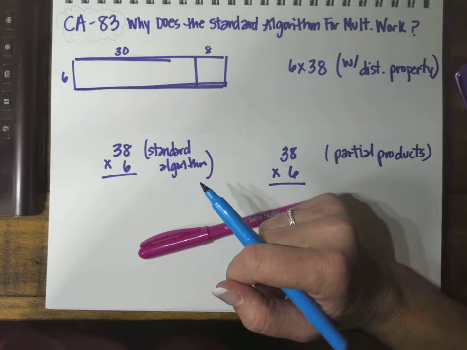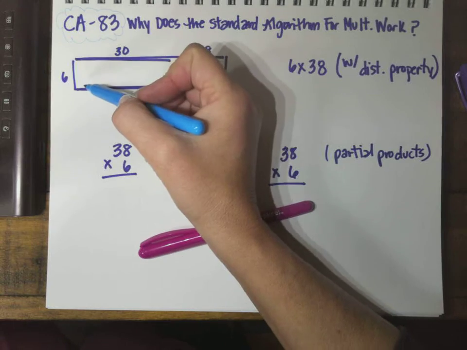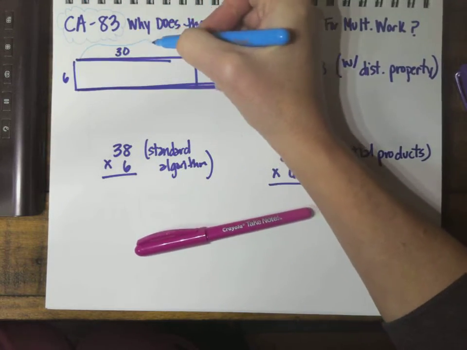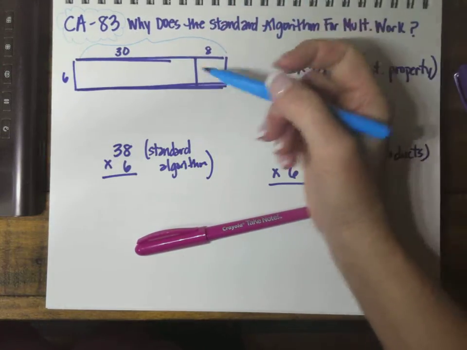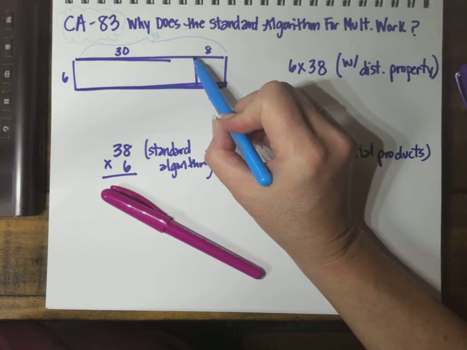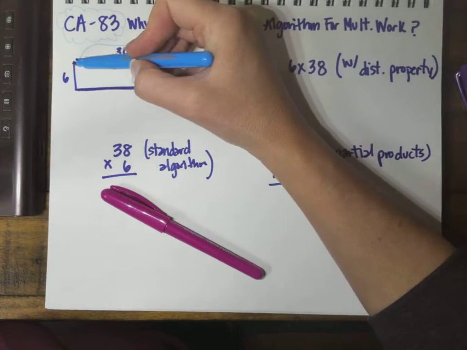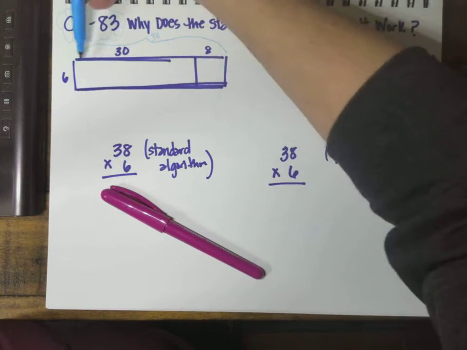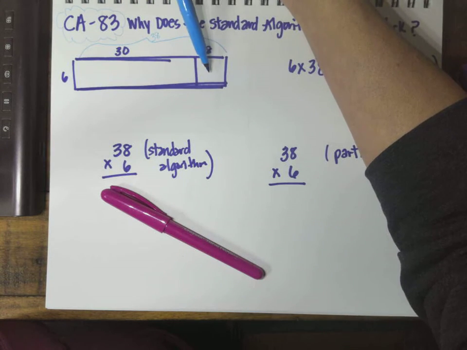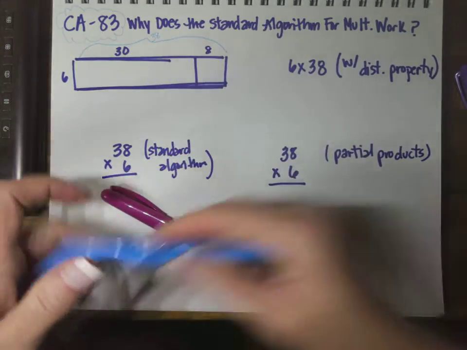So here we go. To start with, in the first part of the class activity, we have an array that has 6 rows of 38 dots. I didn't want to draw all those dots, so instead I took the 38 dots and I separated it into 30 and 8 and made a rectangular array to represent this. So this would be my 6 rows, and then I have 30 columns of those 6, and then I have 8 columns of those 6 here.